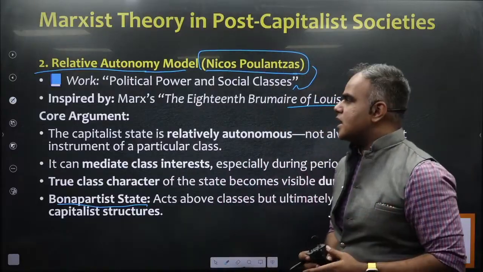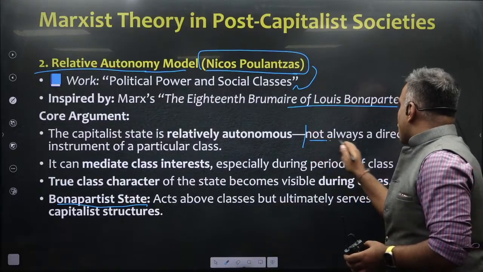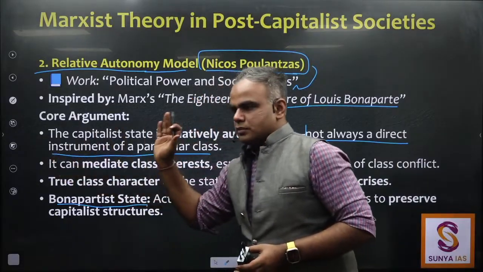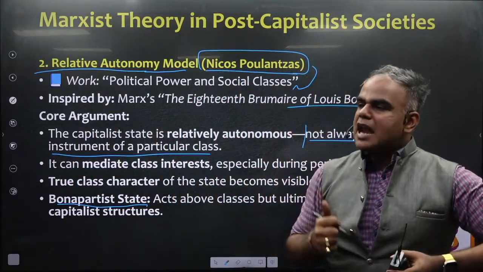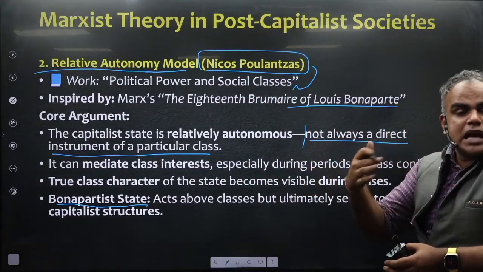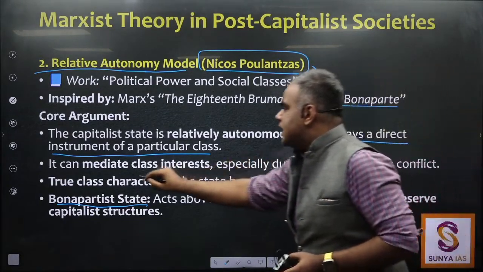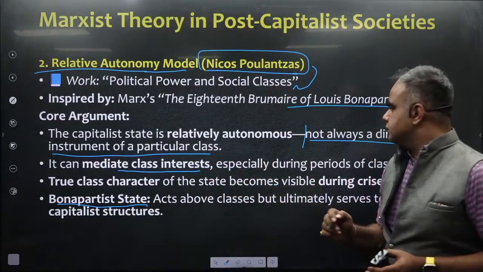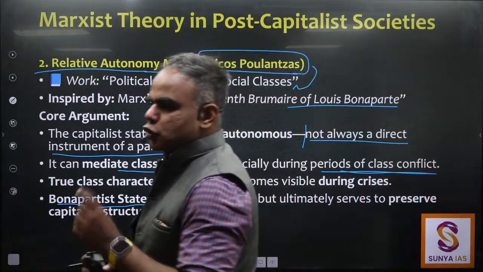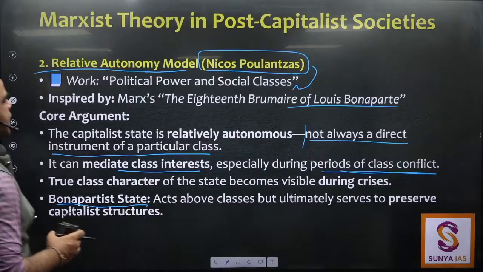So let us understand what this means. So the state is not always a direct instrument of a particular class. Direct instrument किसने बोला? Ralph Miliband. So they will say that no, it is not always a direct instrument. It can even play a role as a mediator, somebody in between. Okay, so it can mediate class interest, especially during times of class conflict. The role of mediation is a very core argument presented in relative autonomy theory.